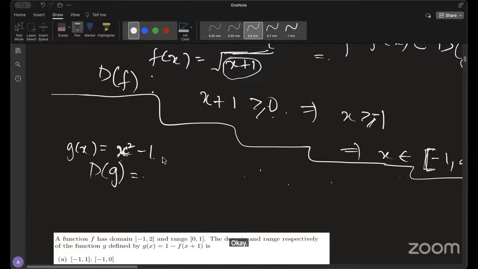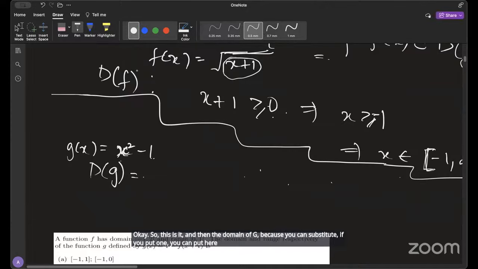Okay. So this is it. And then the domain of G, because you can substitute, if you put 1, you can put positive numbers here, negative numbers here in place of x. So everything works here. For every real number, this expression makes sense. It's a valid real number that you will get. That's why the domain of the G function is R.